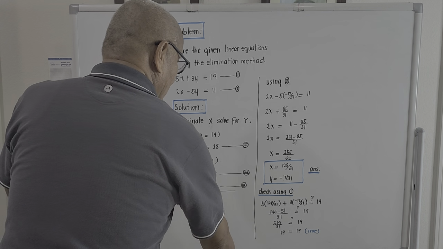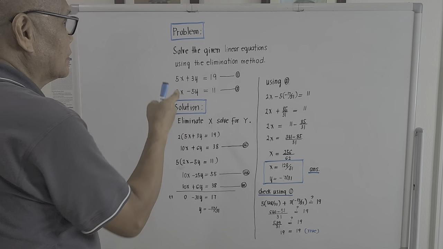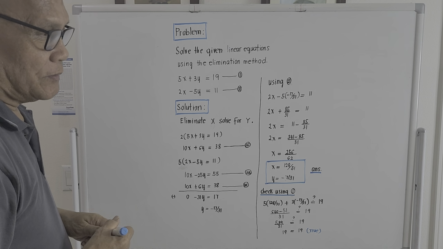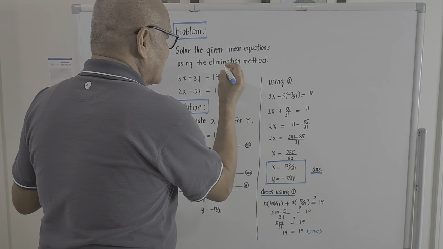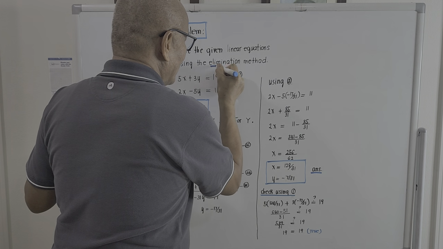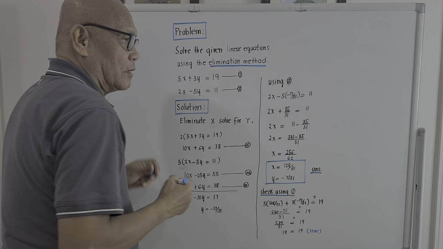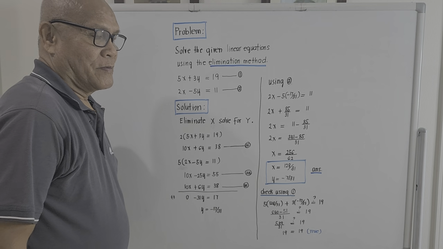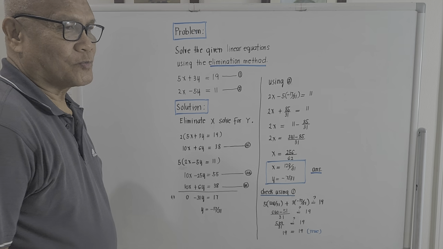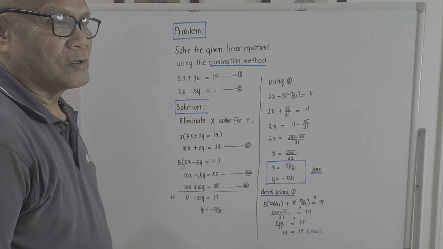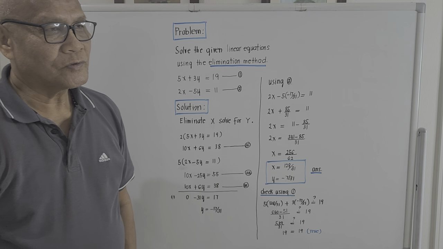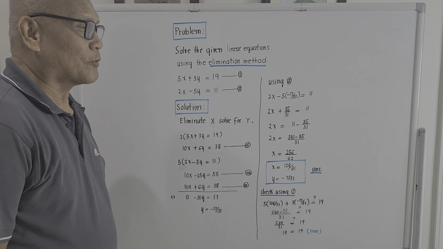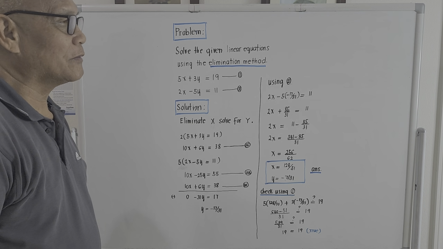We are given a problem. Solve the given linear equations using the so-called elimination method. The problem specifically specifies that the solution should be by elimination, because in the solution of a system of linear equations, there are three solutions maybe: solution by elimination, solution by substitution, and solution by using determinants or matrix. But for this illustration, we will be using the elimination method.